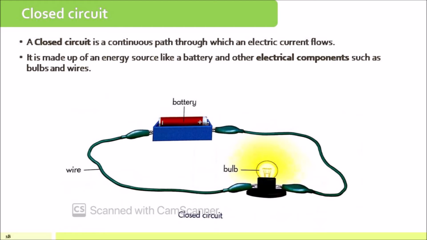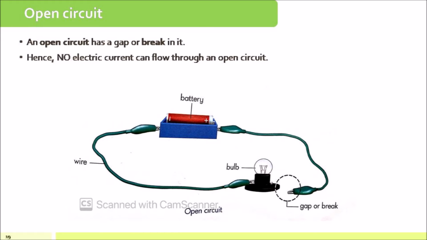Now we're going to talk about the closed circuit. A closed circuit is a continuous path through which an electric current flows. It is made up of an energy source like a battery and other electrical components such as bulbs and wires, as shown below. Unlike a closed circuit, an open circuit has a gap or a break in it. Hence, no electric current can flow through an open circuit. Look at the picture shown below.